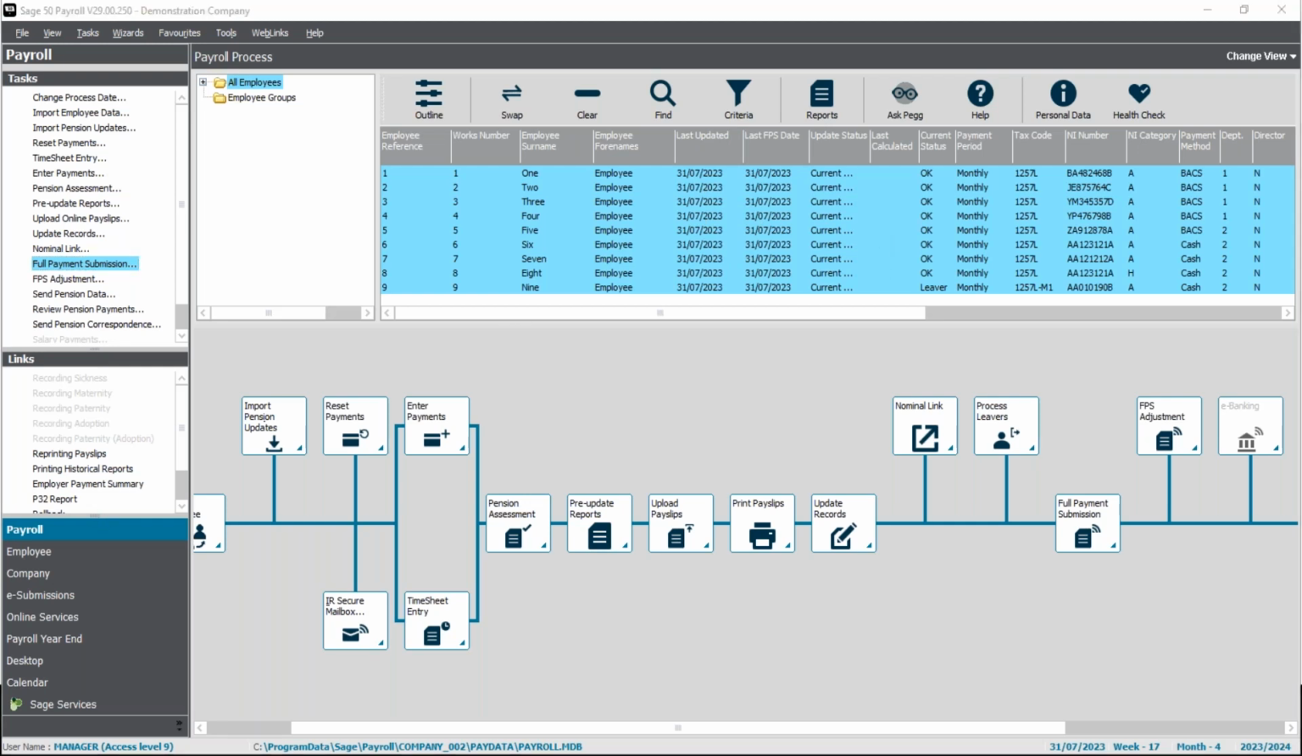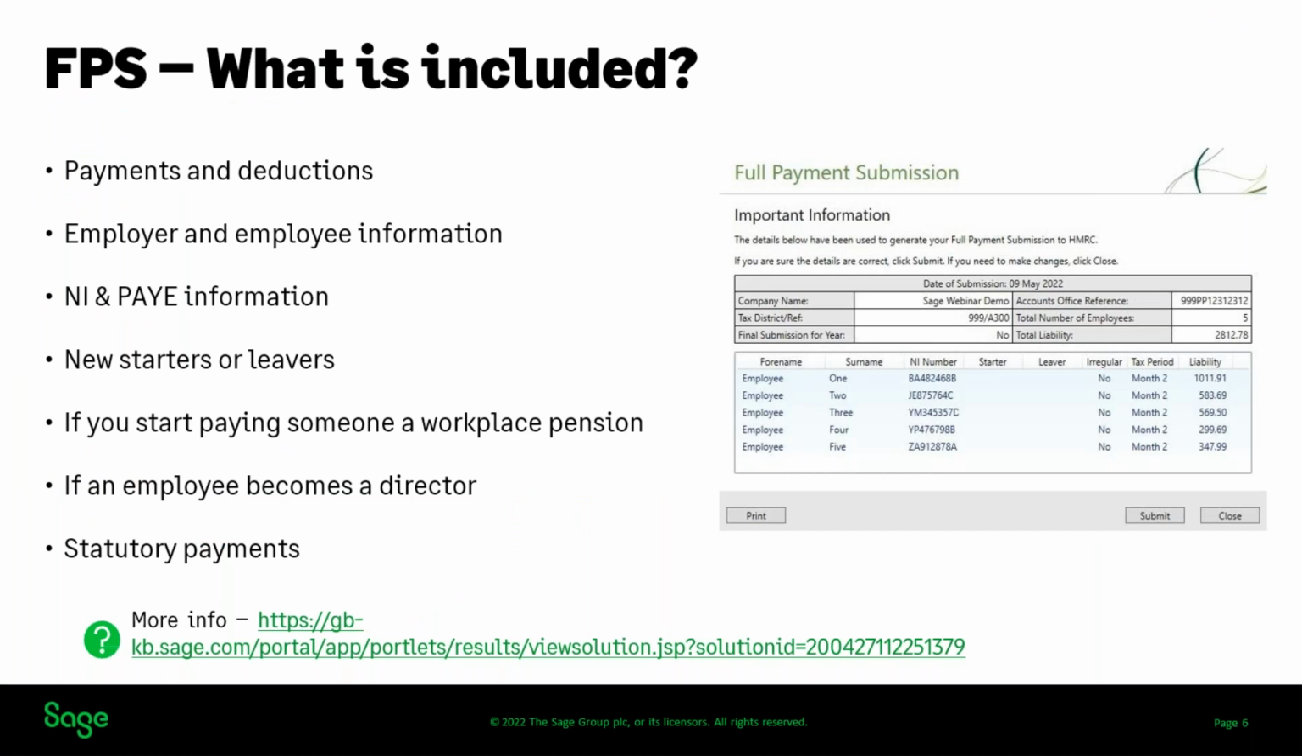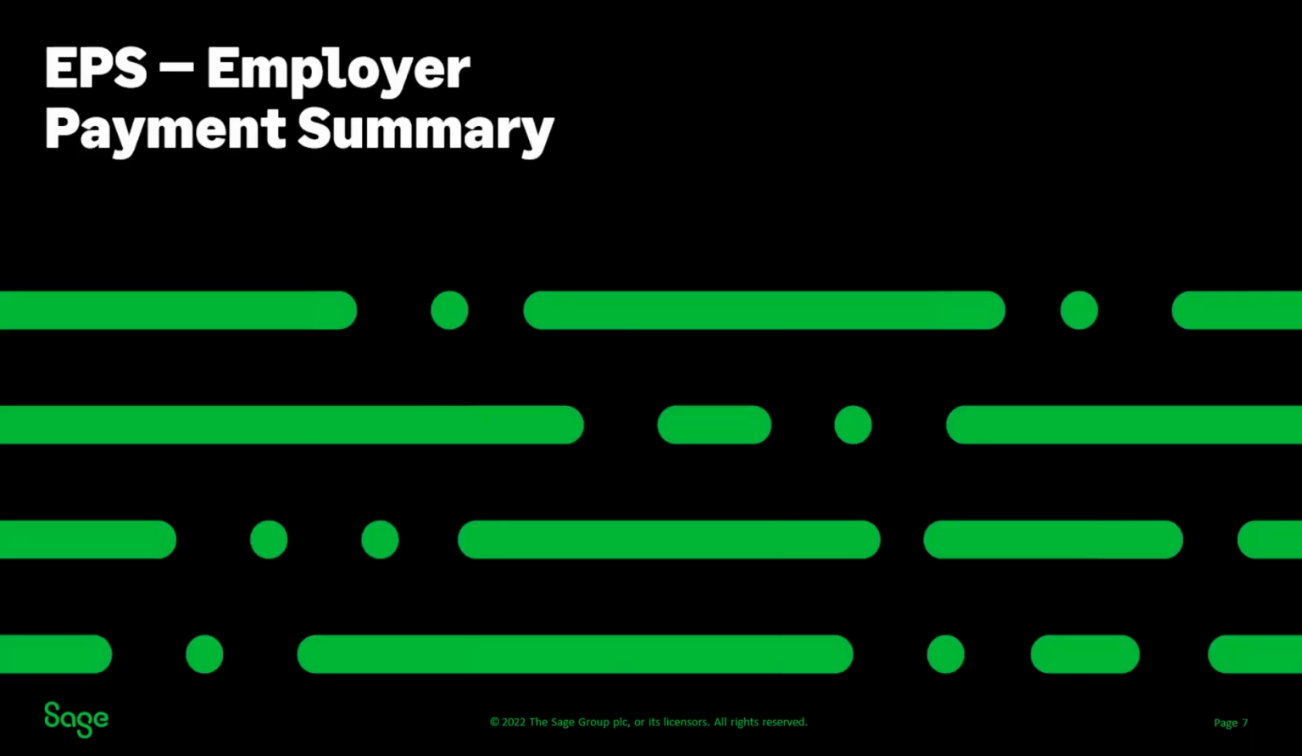So that's an FPS, or full payment submission. So in terms of processing, not a great deal to it. It just includes all the information that HMRC require for your pay run. So that moves nicely into an EPS, or Employer Payment Summary.